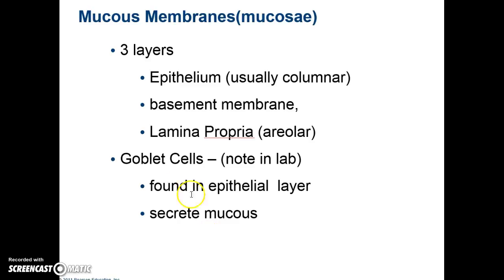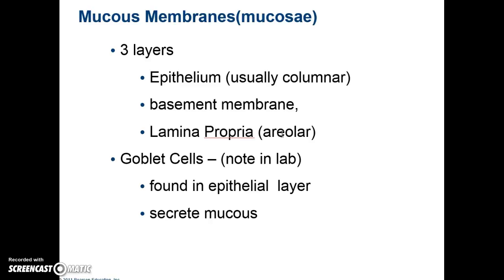So mucous membranes have a similar structure. You're going to see that many of them have different epithelia, so they are going to look different, but they all have some sort of epithelium. Underneath it is a basement membrane, and we already talked about basement membranes in the previous video, and then that basement membrane is sitting on top of a piece of connective tissue called a lamina propria, which is a form of areolar connective tissue, which we will introduce later in the semester.